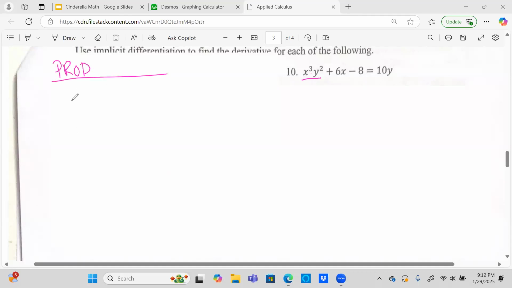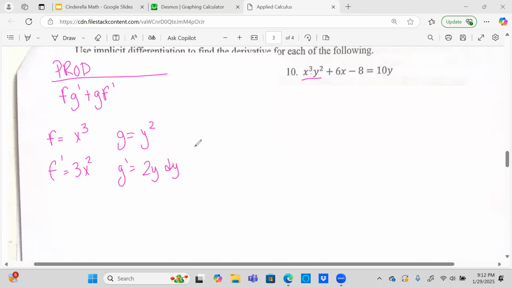Let me remind you of the product rule. It's f g prime plus g f prime. So our f in this situation is going to be x cubed, and our g is going to be y squared. That will give us an f prime of 3x squared and a g prime of 2y, and then don't forget the dy because you took the derivative with respect to y. Okay, so now back over to the original problem. This was our side work.